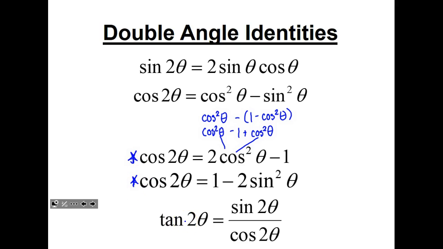There is also a separate identity for tangent, but I have found that it's really just going to be easier for us if we just say tangent of 2 theta is sine 2 theta over cosine 2 theta. So we just need to find the sine and cosine first for that.